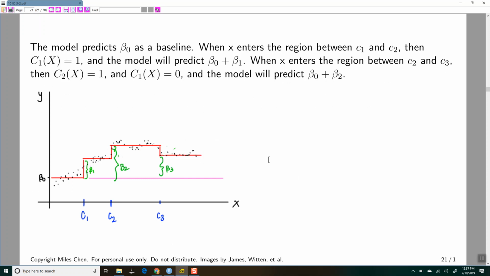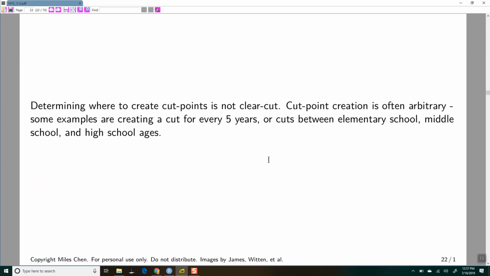All right, and so the thing with step functions, the question is, okay, well, where do I make my cut points? Okay, and the answer is there's no clear-cut way to do this. Okay, generally it's arbitrary.